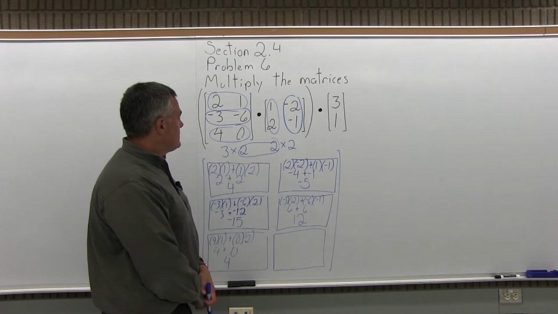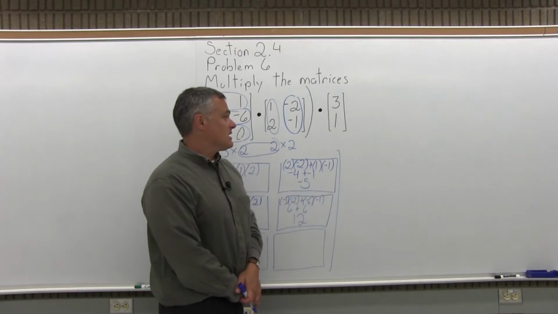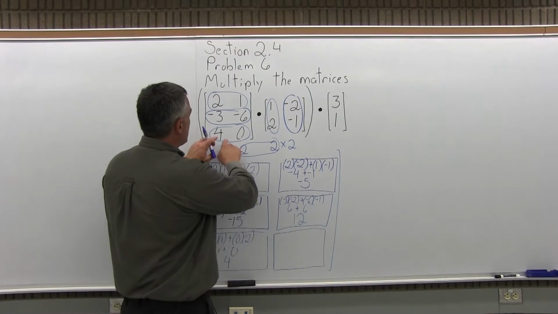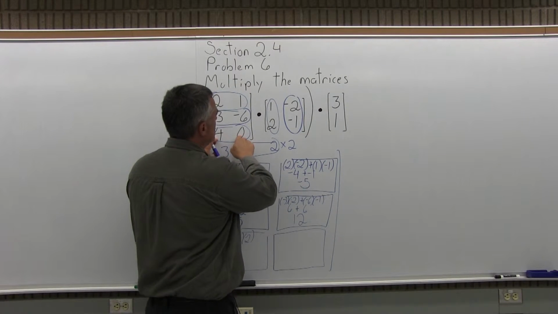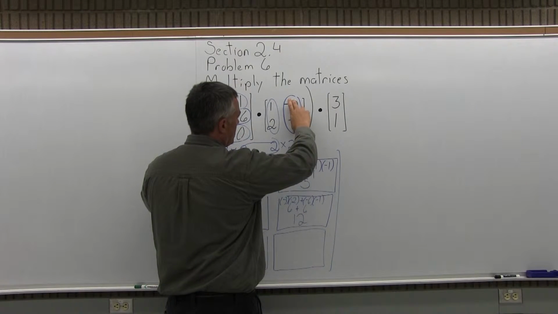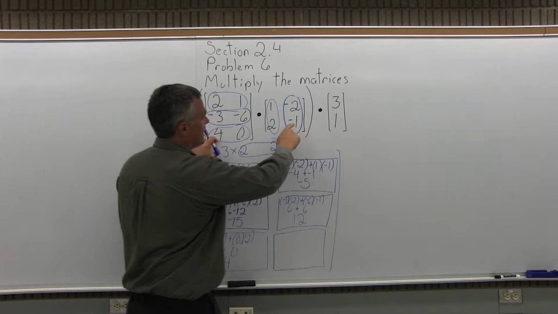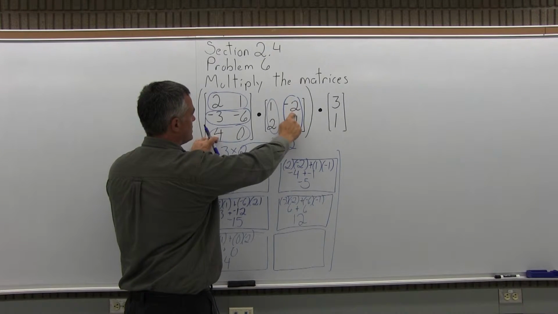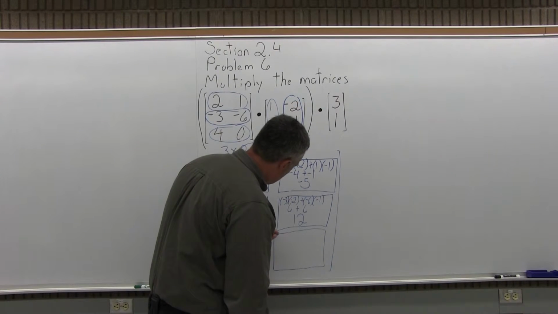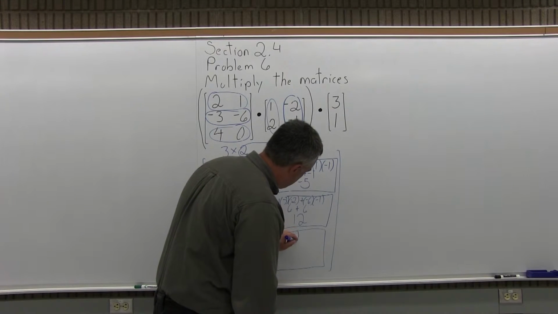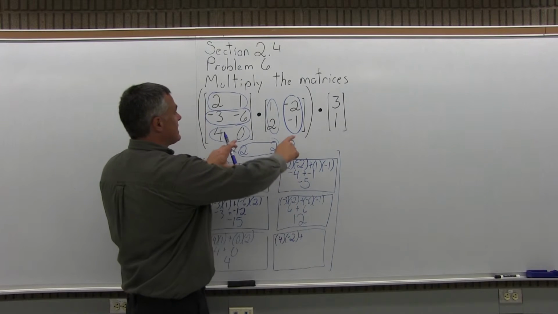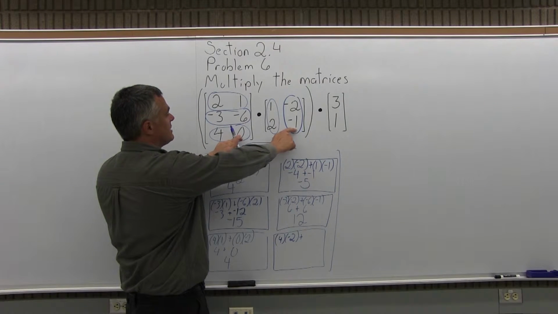And one more box to fill in to finish the work in parentheses anyway. I'm going to multiply the bottom row of the first matrix, 4, 0, times the second column of the second matrix, -2, -1. So first times first will be 4 times -2. Plus second times second will be 0 times -1.